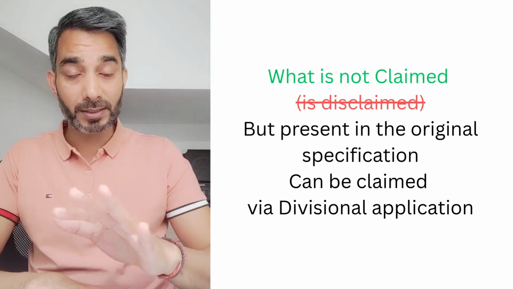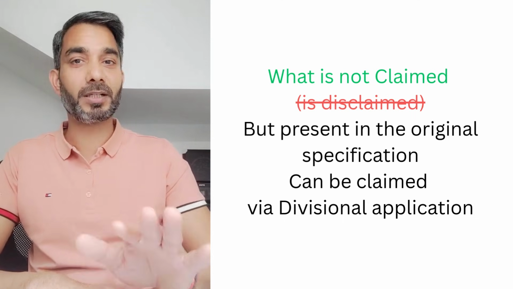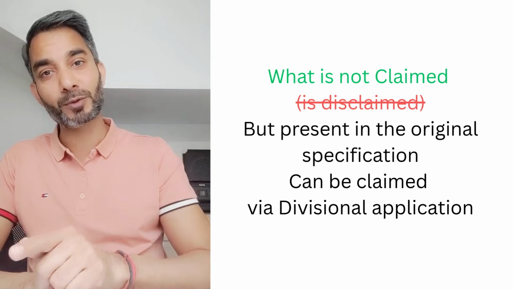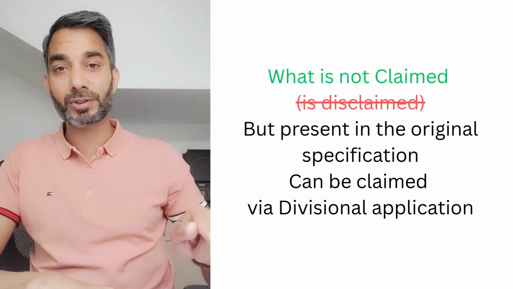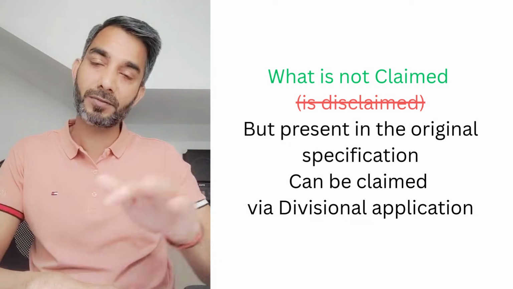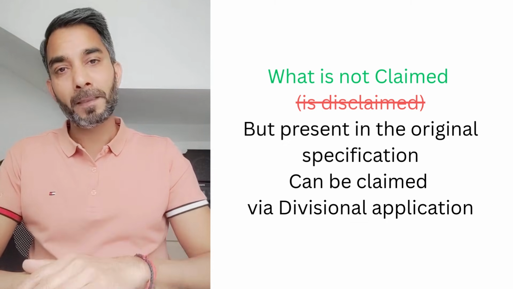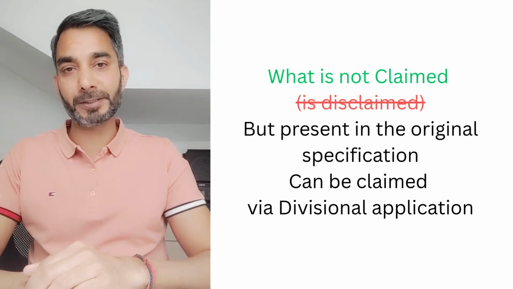And then you can take that, create claims, and file another divisional application. So the concept of what is not claimed is disclaimed is no longer applicable in terms of divisional application. We can always go back to the disclosure, create a new set of claims for the new set of inventions which is there in the disclosure, and file a divisional application. Again, when should we do it? Before the grant of the parent application.